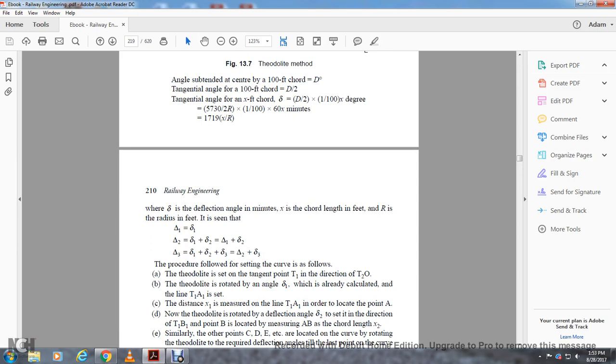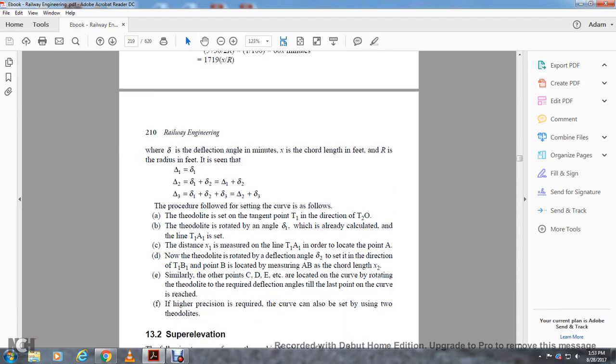The angle of triangle 1 is angle 1, the angle of triangle 2 is angle 2, so angle 2 equals angle 1 plus a further angle, and angle 3 equals angle 2 plus a further angle, and so on.